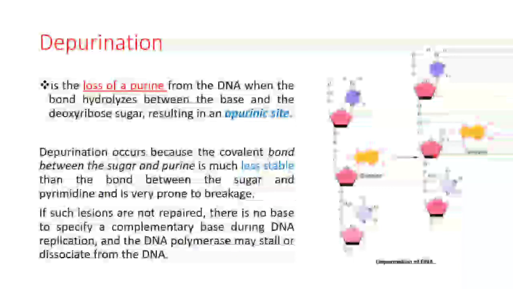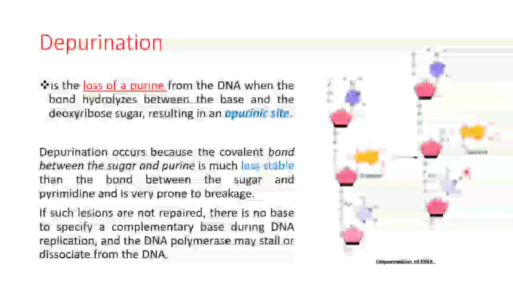Why is it depurination? Why do we have more depurination than depyrimidination? Because the bond between the purine and the sugar is much less stable than the bond between the pyrimidine and the sugar. So you can cleave more easily the bond between the purine and the base than between the pyrimidine and the base. That's why you can create an apurinic site.